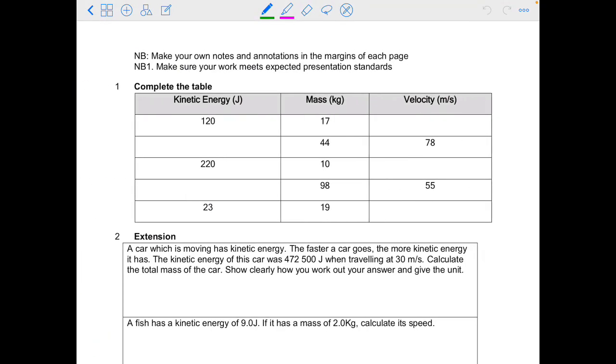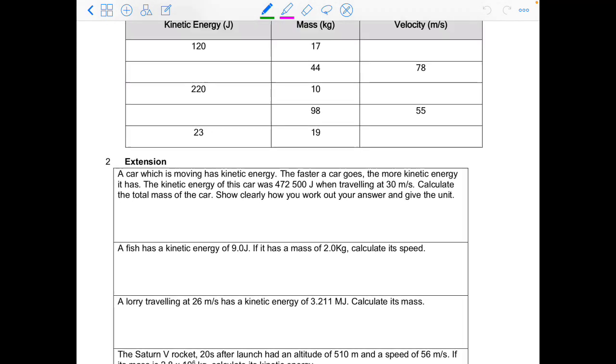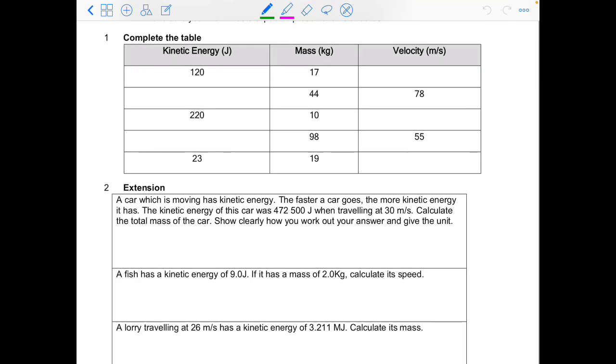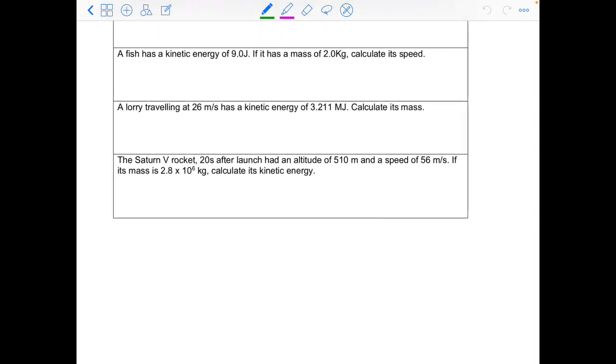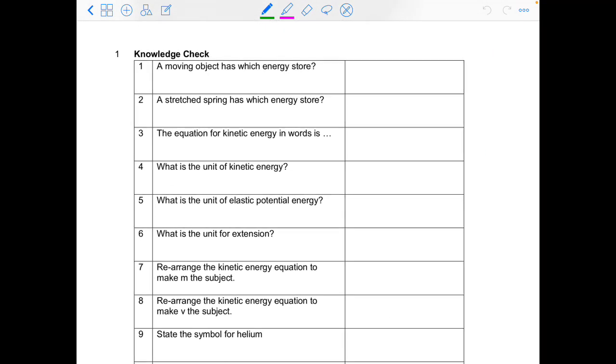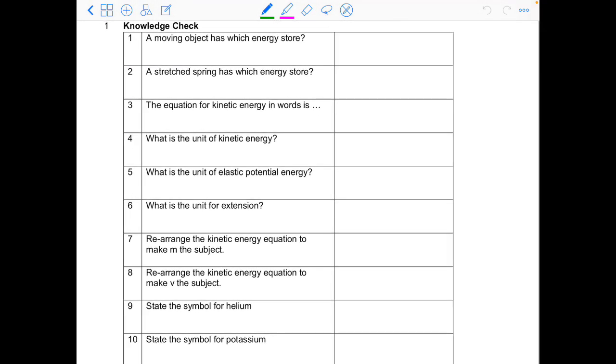So now for an extension activity, if you'd like some more practice, there's some questions here to continue on with. They're in your booklet online, so just have a look at those. If you need to, you can submit those answers in and I will correct those, or your teacher will correct those. Otherwise, to finish up the lesson, just give these knowledge check questions a try.